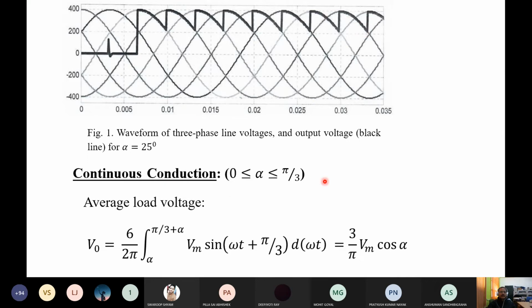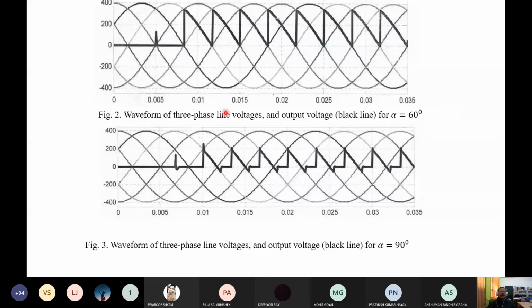Right. So it is 6 by 2 by alpha to 60 degree plus alpha, this is the reference. There are 6 pulses in a second. Here alpha is less than 60 degree. If this is the reference, this is 60, less than 60. Now for greater than 60, this is the reference, just 60 degree, just 60 degree here.